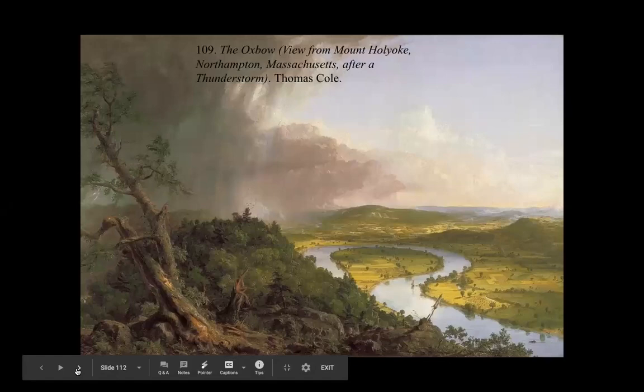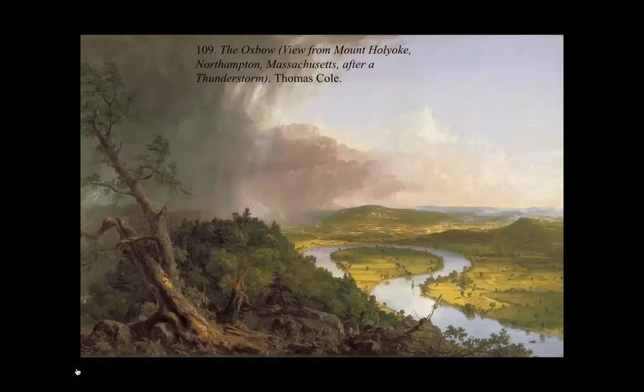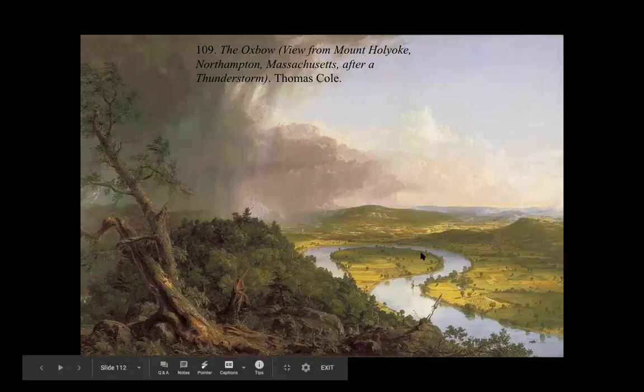So we'll watch one video to leave today, but let's go ahead and look at the Oxbow first. The Oxbow by Thomas Cole. The Oxbow is a river in Massachusetts that kind of has a switchback, so you can see how it turns.